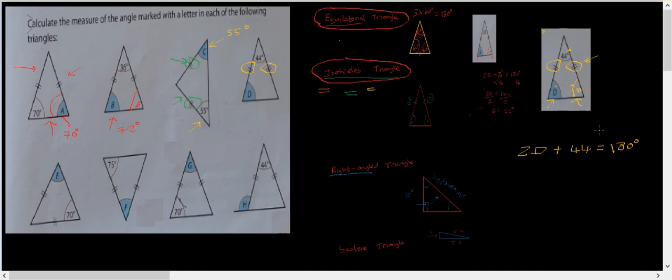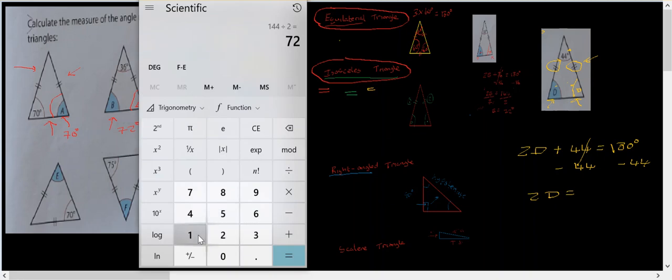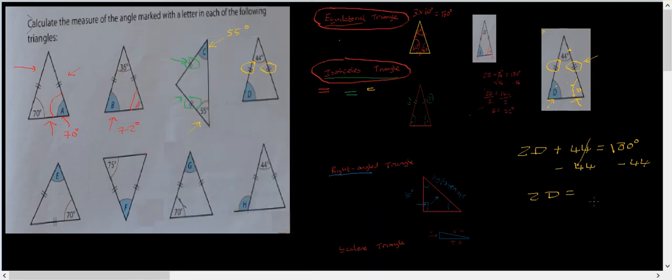So remember, all the angles in a triangle have to add up to 180. So again, what we can do is just use our algebra. We want to get rid of this plus 44, so we have to minus 44 from here. So these two will cancel out. So 2D is going to be equal to 180 minus 44, which is equal to 136. Now we want to get D on its own.